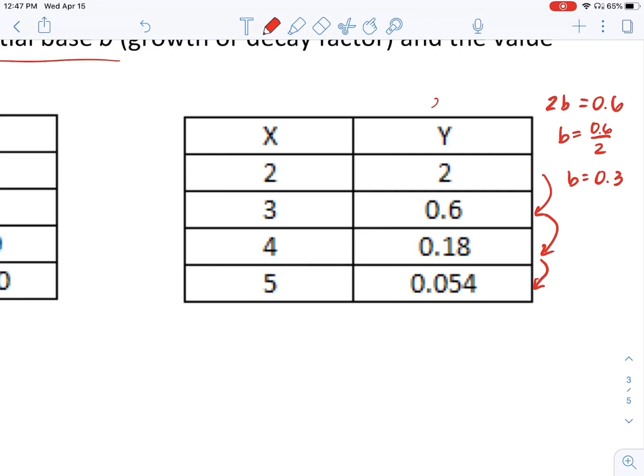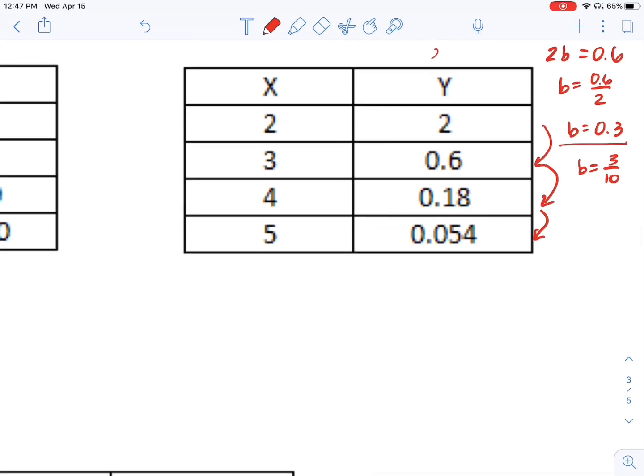I'm going to rewrite that as 3/10. Generally speaking, it's okay if you write it as 0.3 for us continuing forward, but it might make your a value look a little funky. That's okay though. So we're able to easily identify what the b value is from here. Let's see if that stays true. When I multiply 0.6 times 0.3, do I get 0.18? I do.